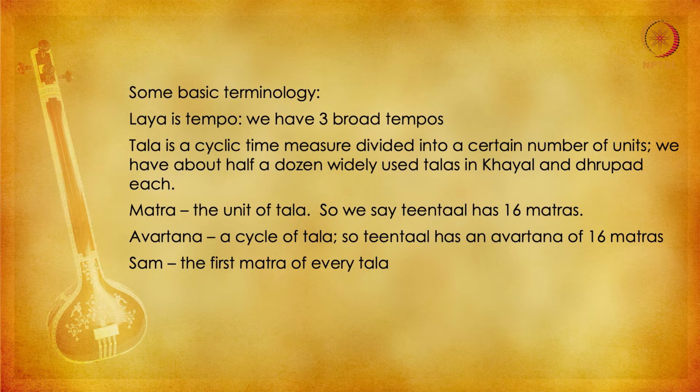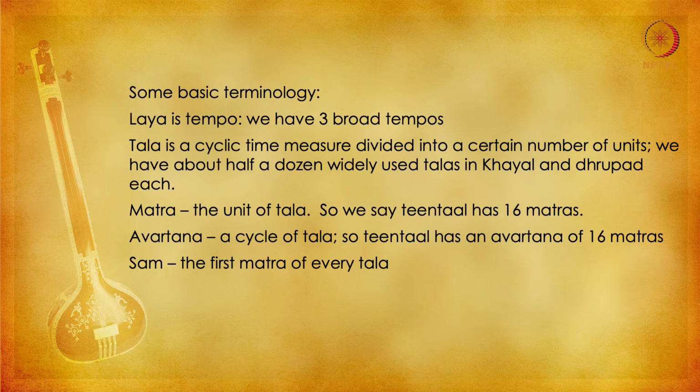Tala, which is a cyclic time measure divided into a certain number of units. We have about half a dozen widely used talas in khayal and dhrupad each. And then we have matra, which is the unit of every tala. So then we say Teen Tal has 16 matras, or some other tal has 12 matras, and so on. And as I said, there are about 6 or 7 popularly widely performed talas.